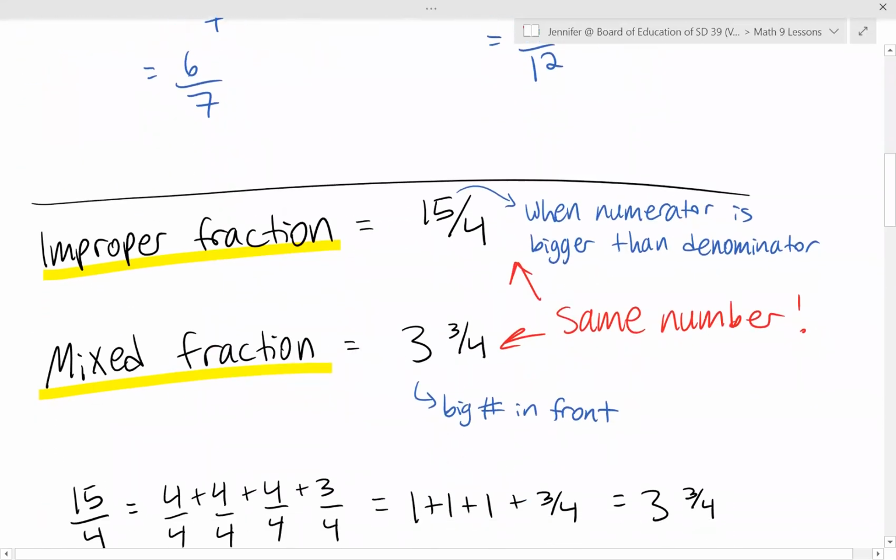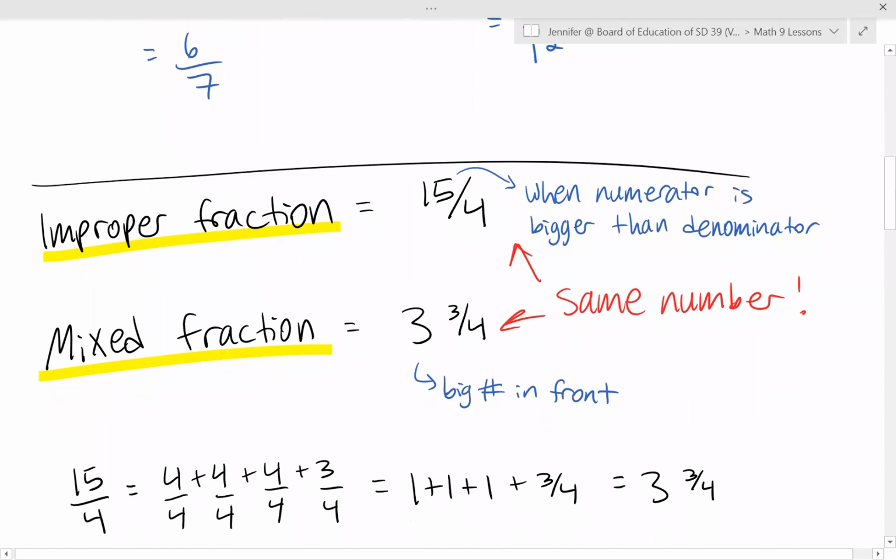A quick review of improper fraction versus mixed fraction. So improper is like this one here, and that's when the numerator is bigger than the denominator. A mixed fraction is when you have this large number out front and then a small fraction. These two numbers here are actually the same number. They have the same value. They're just represented differently, either improperly or with a mixed fraction.